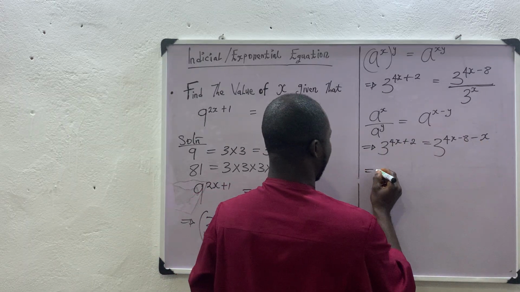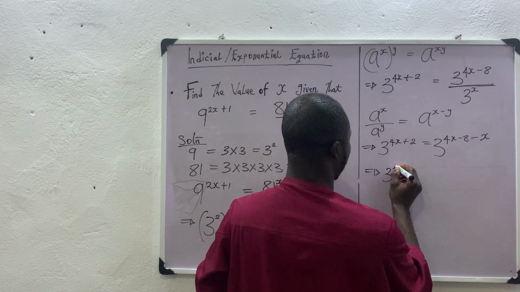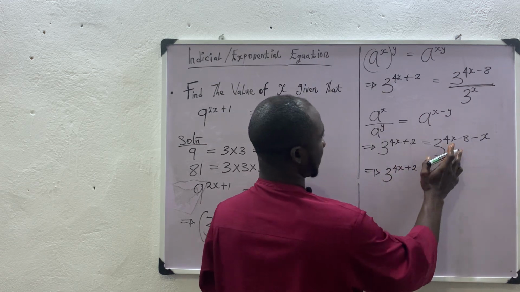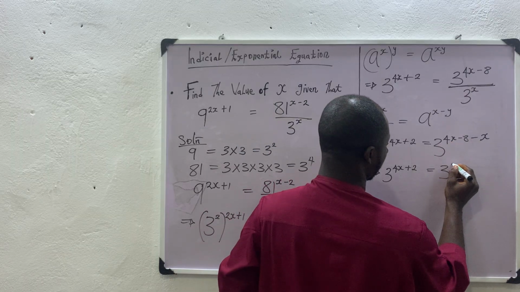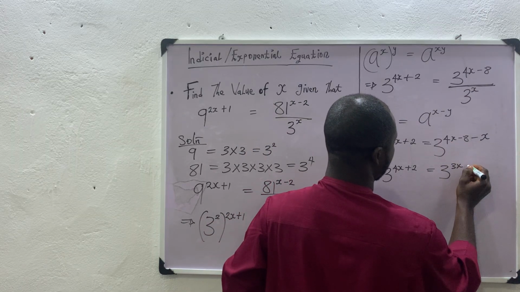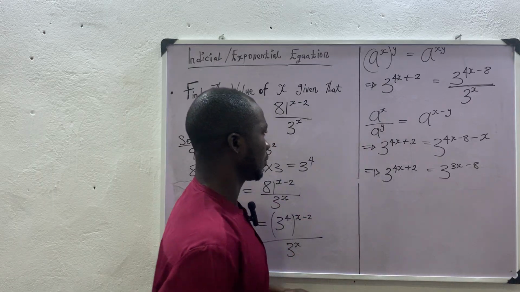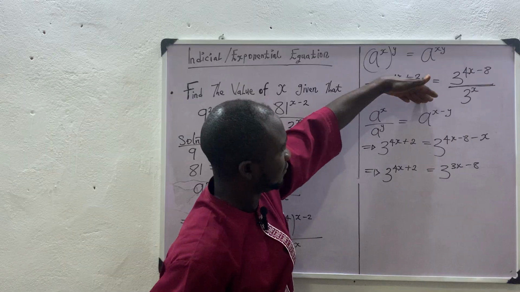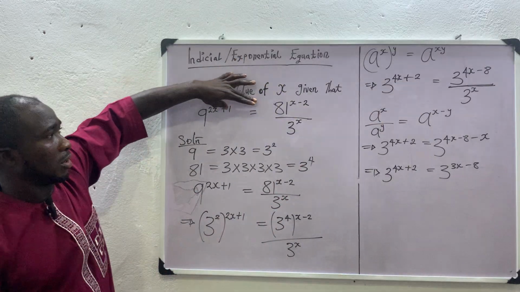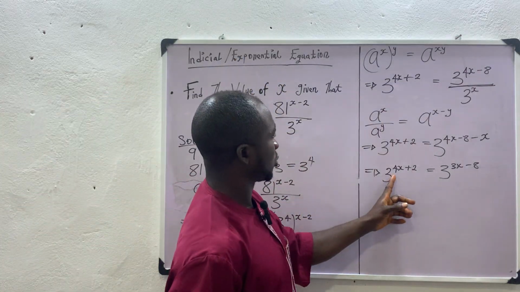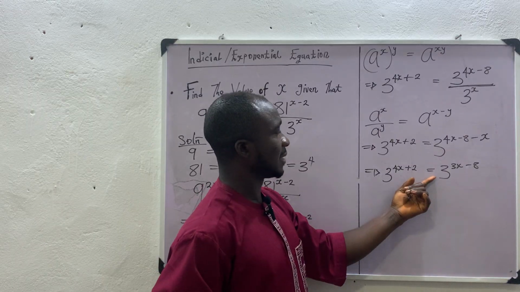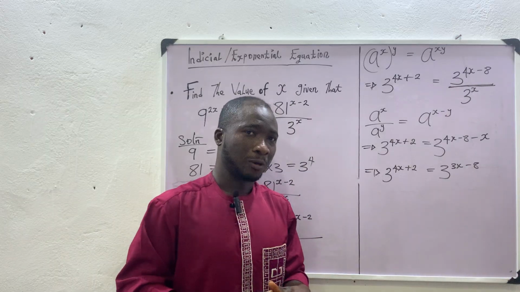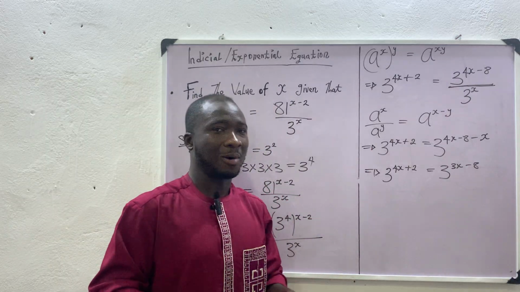And this will imply that 3 raised to power 4x plus 2 will be the same thing as 3 raised to power 4x minus x, which will give us 3x minus 8. So when we apply both the power law and the division law, this equation reduces to 3 raised to power 4x plus 2 being the same thing as 3 raised to power 3x minus 8. At this junction, we then equate the powers.